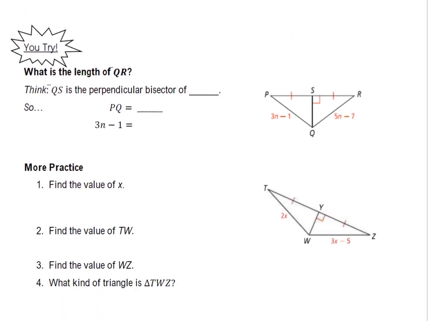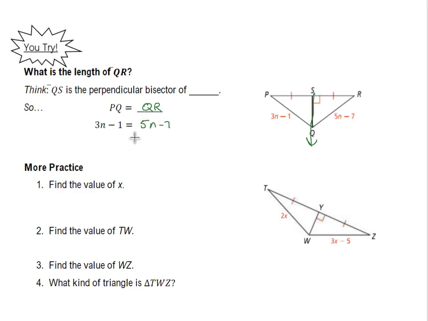So here we want to find out what the length of QR is. QR is 5n minus 7. QP is 3n minus 1. Because SQ is the perpendicular bisector of segment PR, the distance from Q to R is going to be equal to the distance from Q to P. So PQ is equal to QR, and we have 3n minus 1 is equal to 5n minus 7.